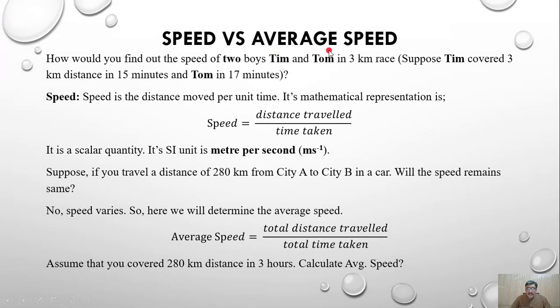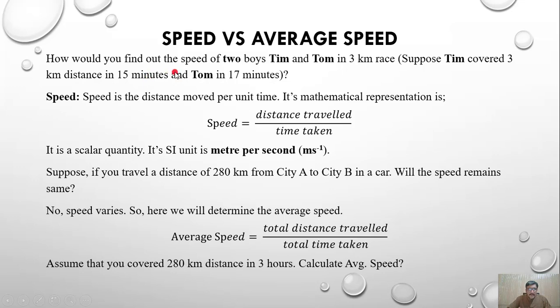Speed versus average speed. In this slide we will see what is speed and what is average speed. So how would you find out the speed of two boys, Tim and Tom, in a 3 kilometer race? Two boys are Tim and Tom, and the race is of 3 kilometer distance. Suppose Tim covered the 3 kilometer distance in 15 minutes and Tom in 17 minutes.